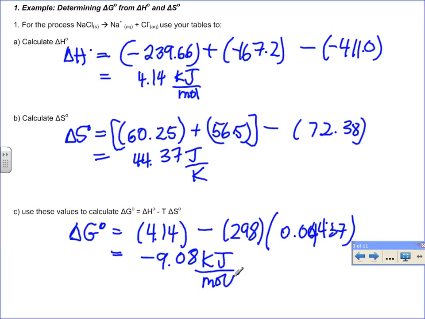And what I'm left with here is negative 9.08 kilojoules per mole. As expected, from our experience of dissolving salt in water, it's a spontaneous process. And the amount of energy available to do work from this dissolving process is 9.08 kilojoules.